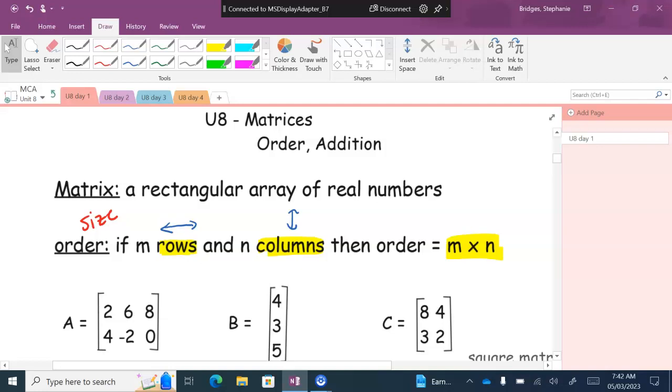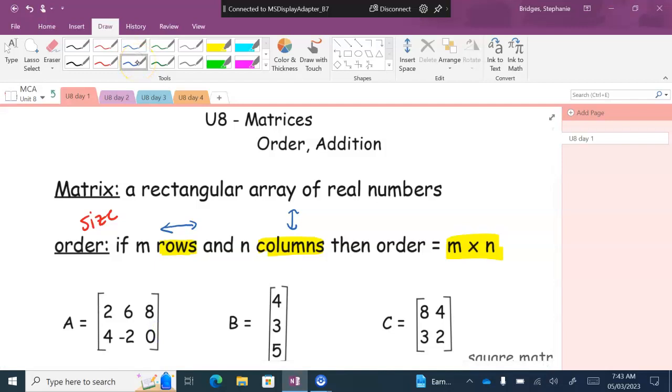And we want to just first talk about the size. On the test, I'll ask you, what is the order of matrix A? Okay, it's the number of rows by the number of columns. Also, each little number in your matrix, like if we're looking at matrix A, the 2, the 6, the 8, the 4, the -2, and the 0, those are all called elements. Okay, so if I say what element is it, I'm talking about what's the actual number. Okay, so those individual numbers are called elements in your matrix.